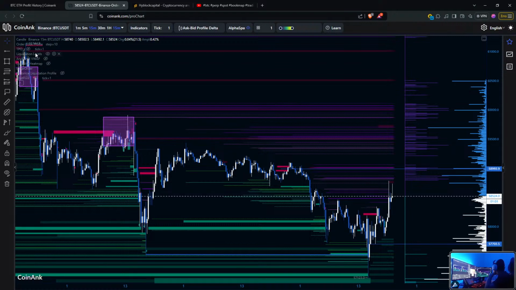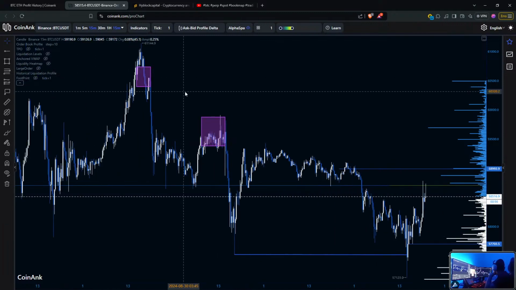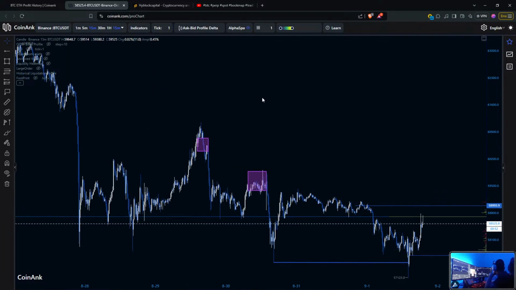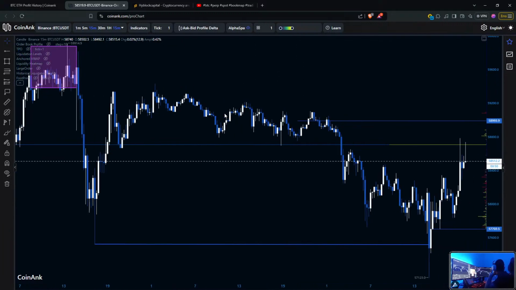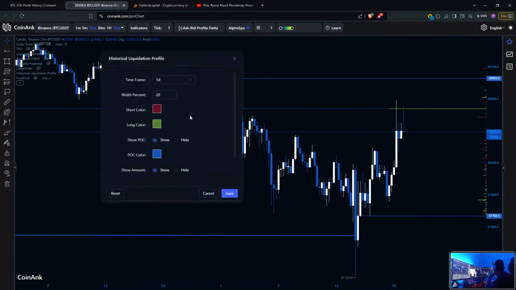And so where was I? Let me remove liquidation levels, large orders. This is the historical liquidation profile. It will show you essentially where liquidations happened recently. It shows time frame 1 day, but you can move it a little bit closer, and it will basically show you where people were liquidated in the past.